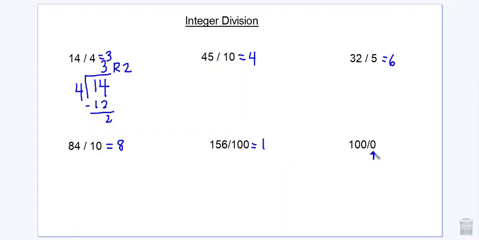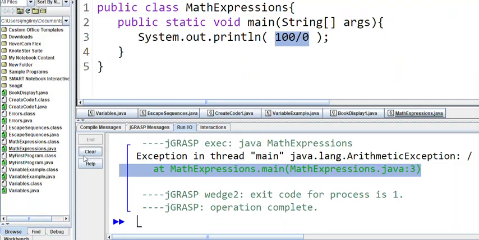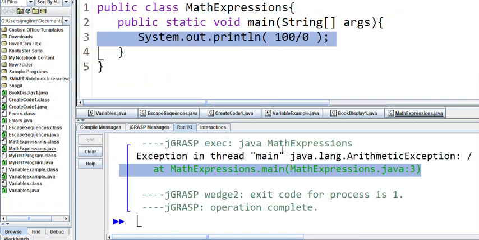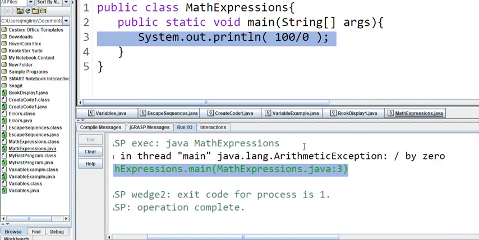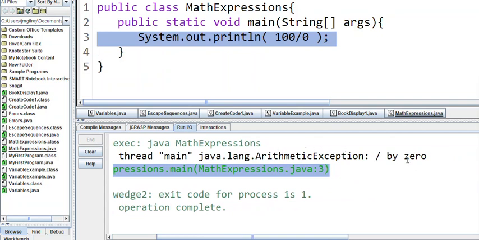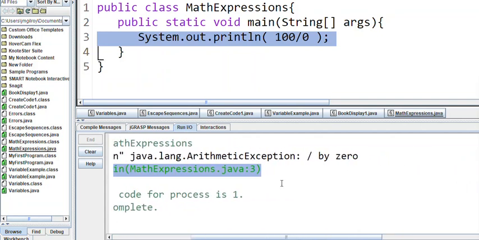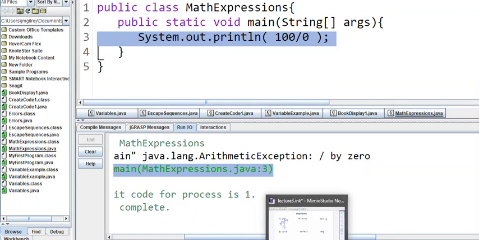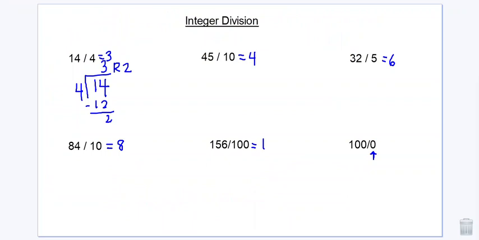Now, in math, you are not allowed to divide by 0. In computer science, you're not going to be able to divide by 0. What happens if I come here and I divide by 0, you'll notice that I'm going to get an exception. When I'm running, it's going to say it's an arithmetic exception because of division by 0, and it's going to tell me that it occurred on line 3. You are not allowed to divide by 0 in math class. You're not allowed to divide by 0 in your programs. So in this case, it's going to give you an arithmetic exception.